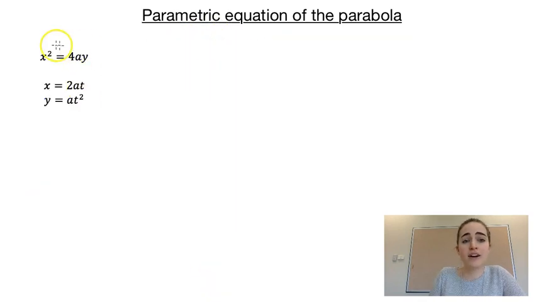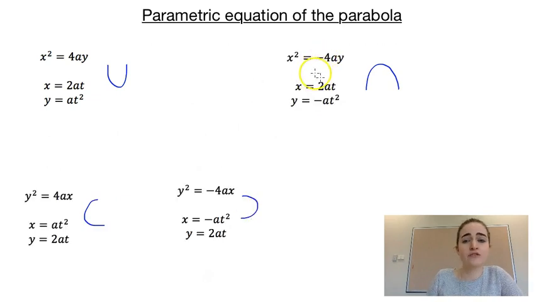To summarize that, our x squared equals 4ay in Cartesian form can be represented by x equals 2at, y equals at squared in parametric form, and that's our concave up parabola. We can also look at it for our concave down and our concave right and our concave left as well.